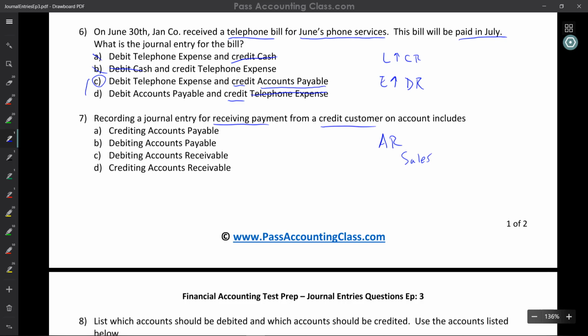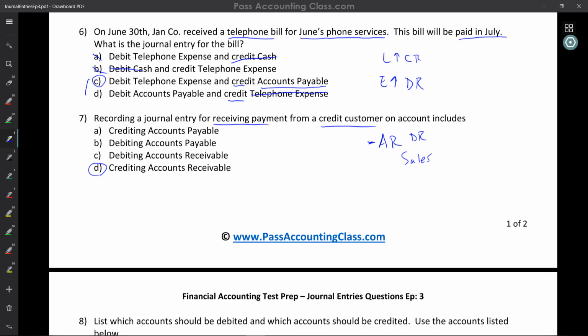So now we have to get rid of the accounts receivable, because once they pay us, once we receive the payment, this customer no longer owes us. So if we initially debited accounts receivable, then we need to now credit accounts receivable so that their balance is gone because they paid us. We need to look at item D here then. So item D is going to be the answer, credit accounts receivable.